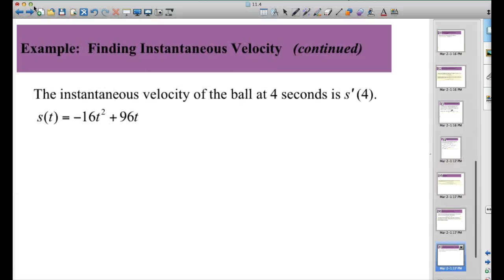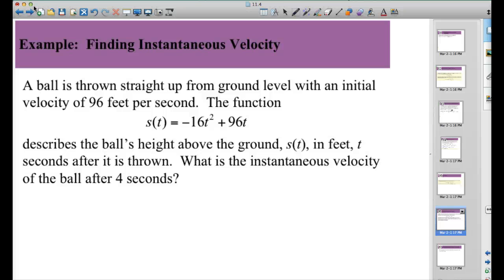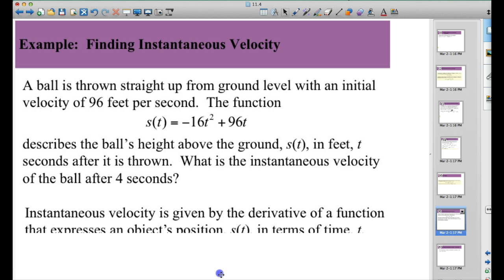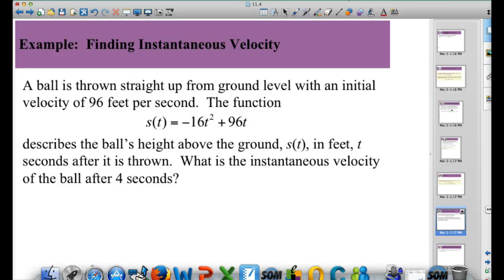A ball is thrown straight up in the air from the ground with initial velocity 96 feet per second. The function s of t describes the ball's height above the ground in feet, t seconds after it's thrown. What is its instantaneous velocity after the ball is t seconds in the air? Instantaneous velocity is given by the derivative of the function that expresses the object's position as a function of t.